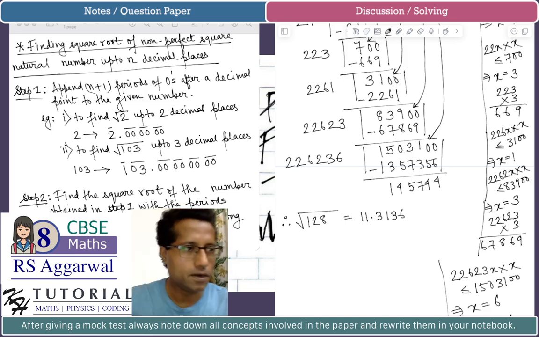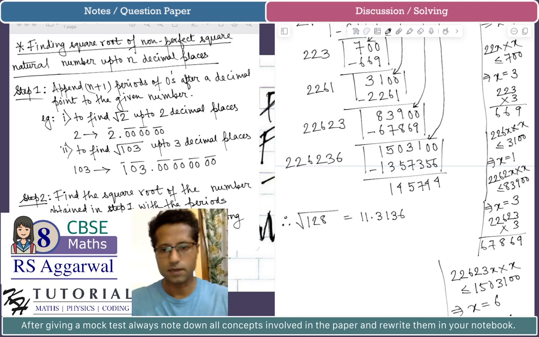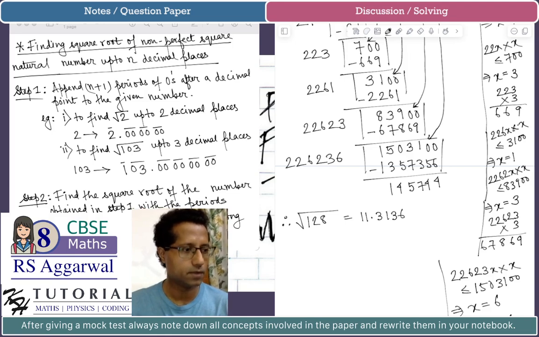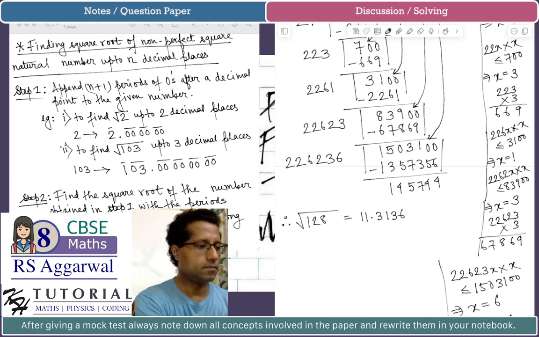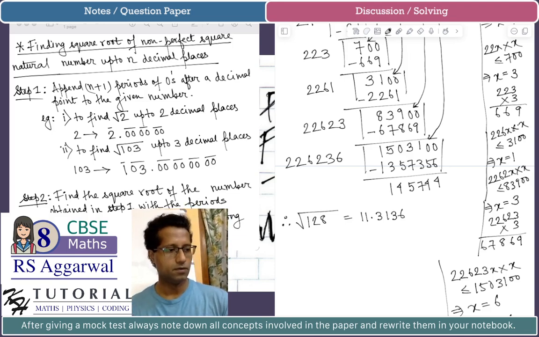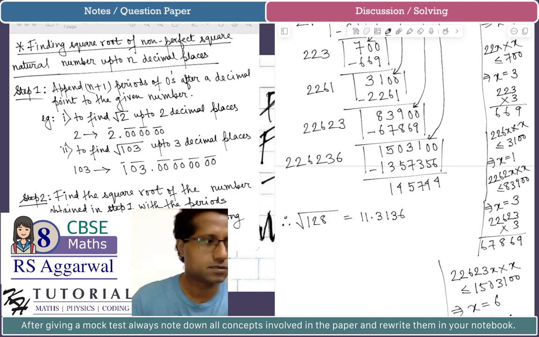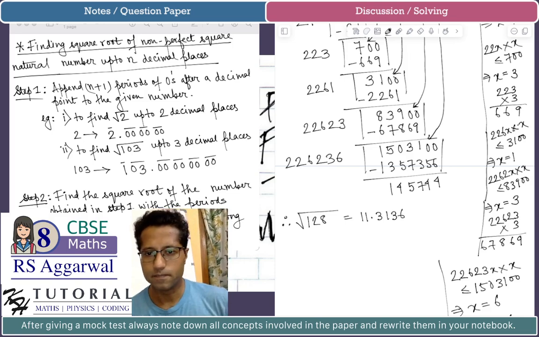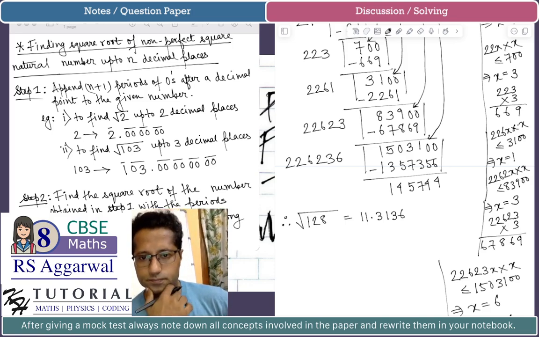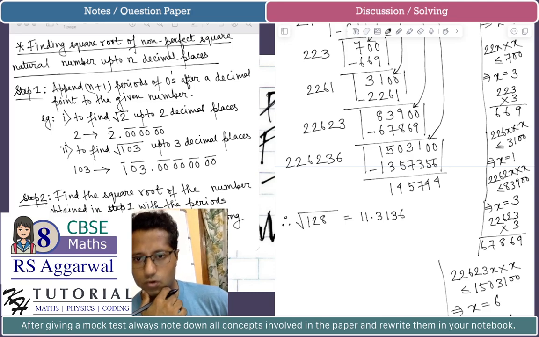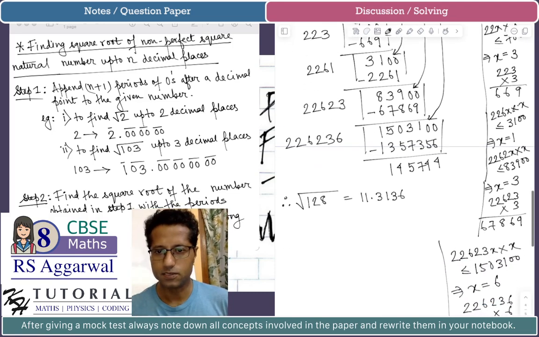11.3136. Let me quickly check whether this is correct or not. The calculator will give more digits after the decimal point. So let's see, square root of 128 is coming 11.3137. We are having 3136. So maybe in the last step it could also be 7. Okay, so I did a mistake in the last step.